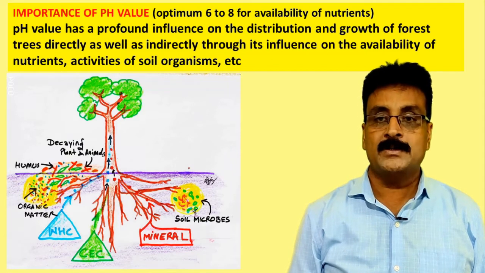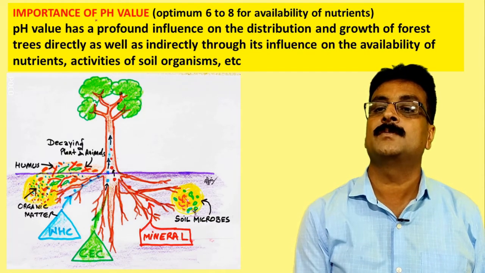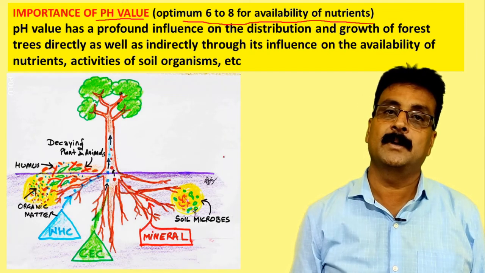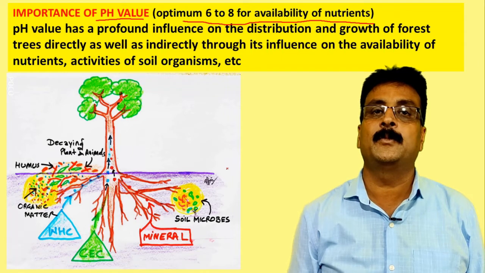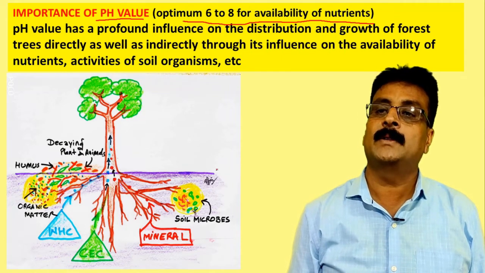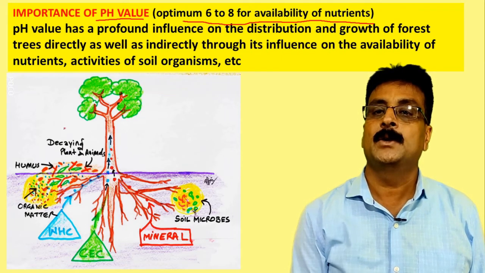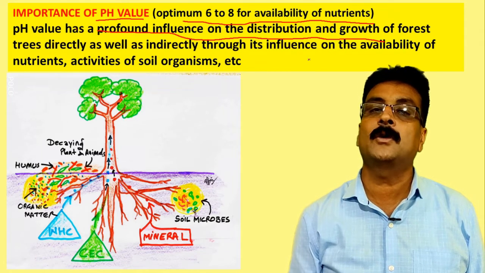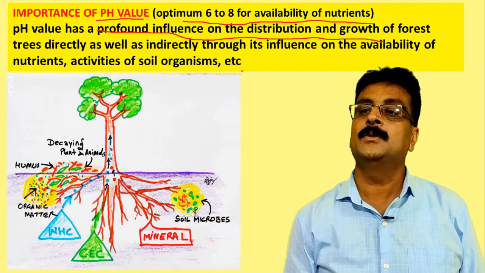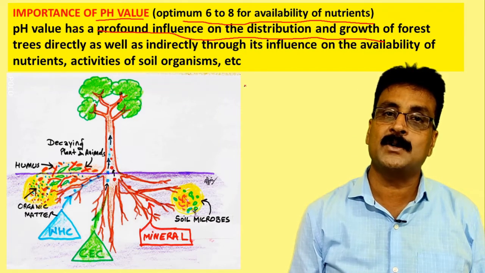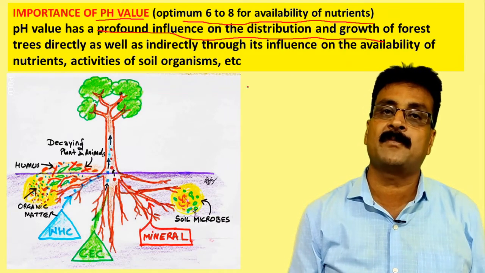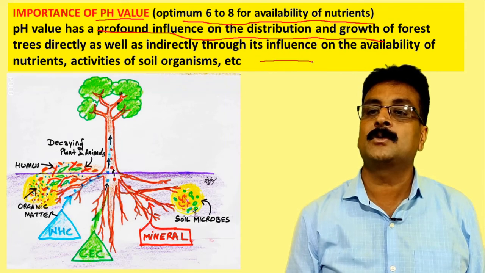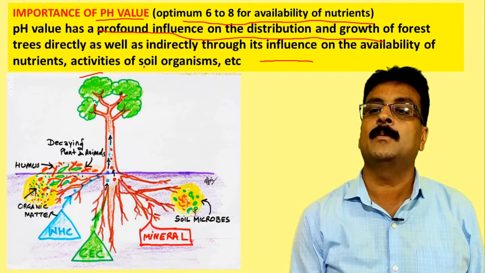Now, the importance of pH value. The optimum is 6 to 8, at which nutrients are available. Generally we can take from 5 to 5.5 up to 8.5 also, but the optimum is pH 6 to 8. pH value has a profound influence on the distribution and growth of forests and trees. Some species prefer low pH, some species prefer high pH. It also influences the availability of nutrients and soil microorganisms.